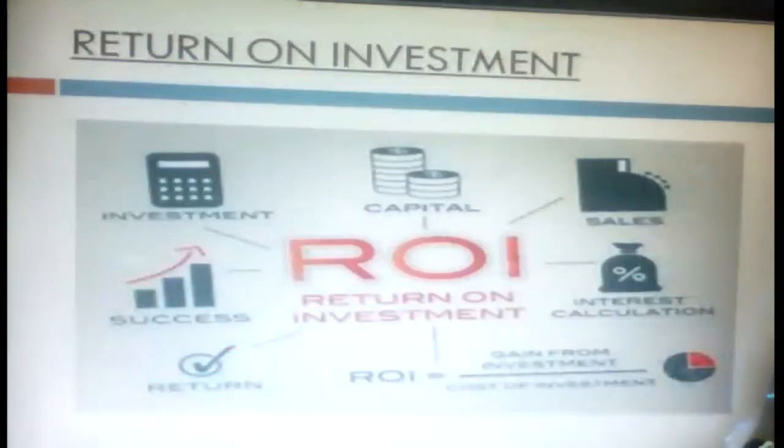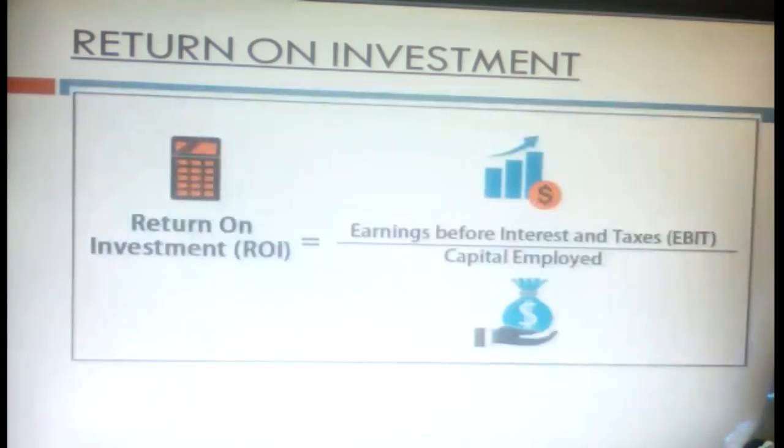Okay, here we see the ways of return on investment, maybe our investment from the capital. Then it shows the success of the business. What is our return on investment? Naturally, from the sales, then interest calculation, all this calculation is based upon this return on investment. What is the formula here? Return on investment is nothing but our earnings before interest and tax, and dividend also, divided by capital employed. So this is a very important formula: return on investment, also called return on capital employed.